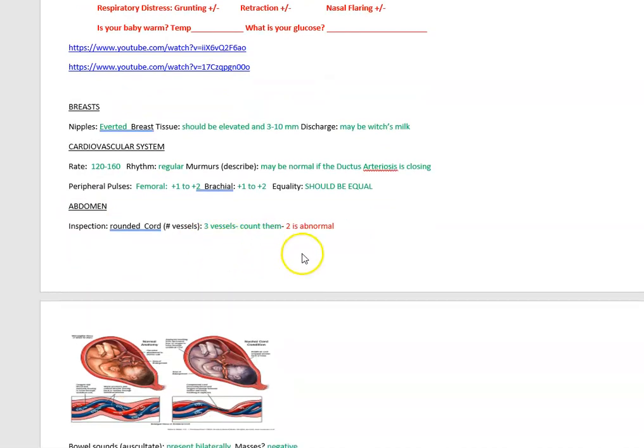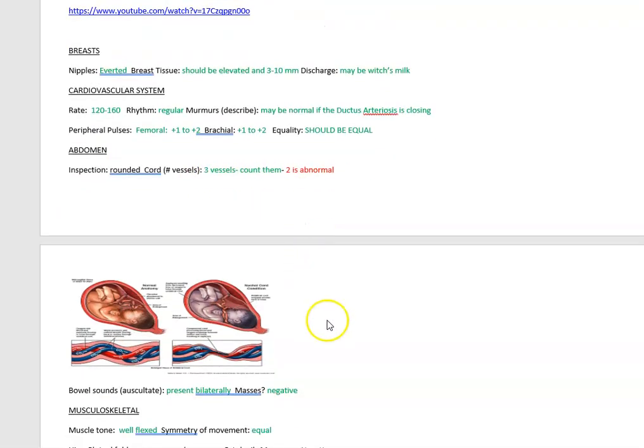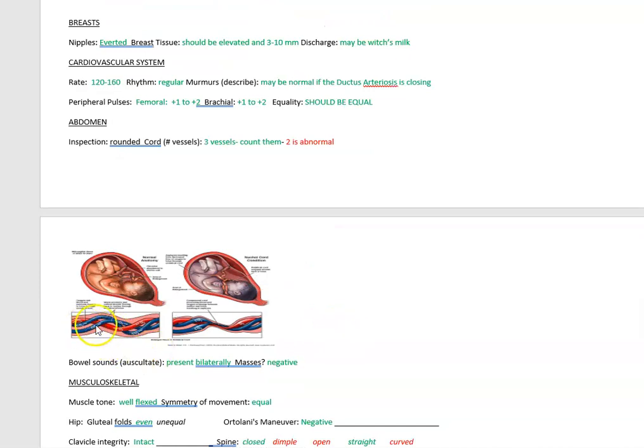So when you look at the umbilical cord, you always count them. 3 is normal, 2 is abnormal. There's 2 arteries and 1 gigantic vein. The vein is how they get oxygen in from mom to them. And the 2 arteries is how they get rid of CO2 and waste. And that pushes it back from them to mom.